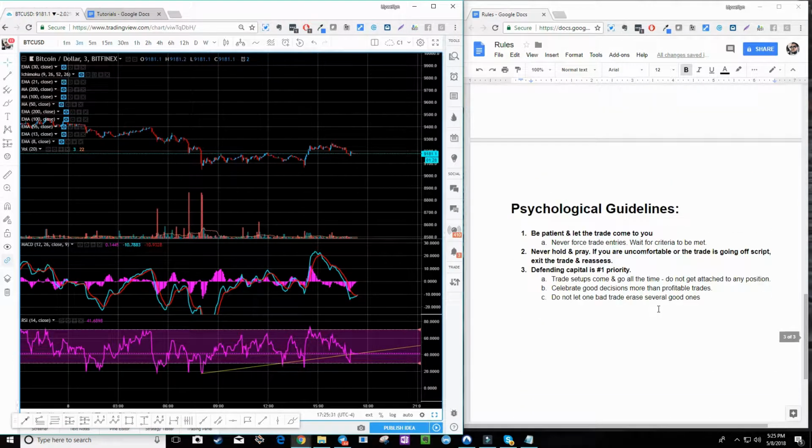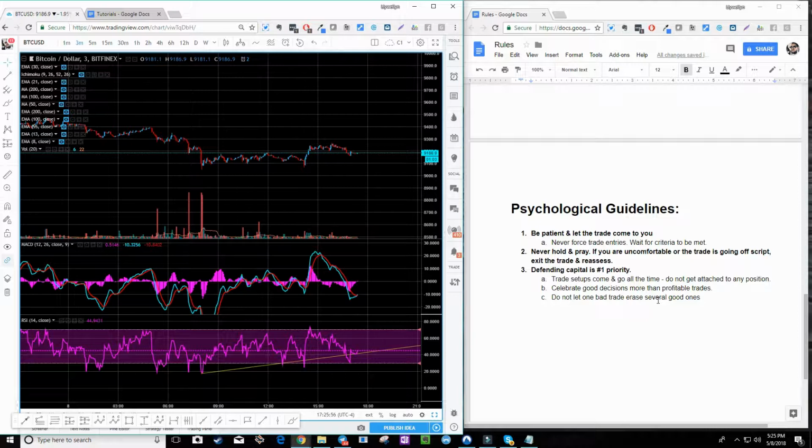So then, I also included a few psychological guidelines for running the system. Number one is be patient, let the trade come to you. Don't ever enter a trade that you haven't analyzed and you're not comfortable with the setup. Wait for the criteria of the system to be met.